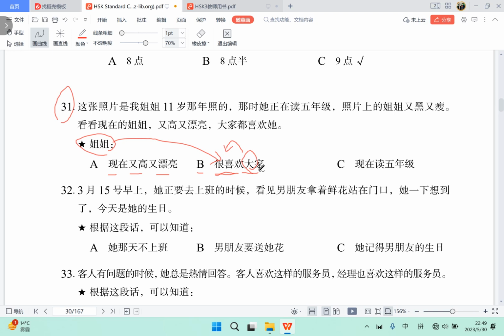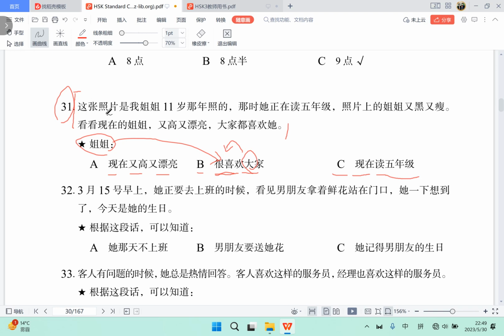It's different from everyone likes her. Okay, C 现在读5年级, now she's in the 5th grade. Okay, so check the text.